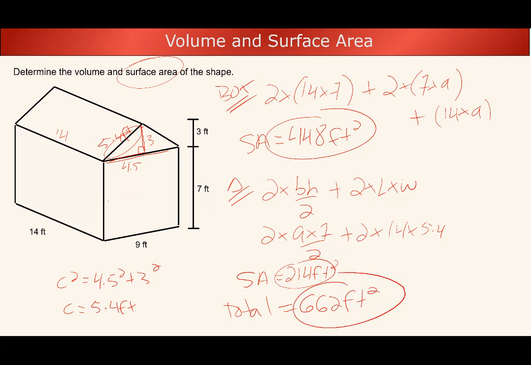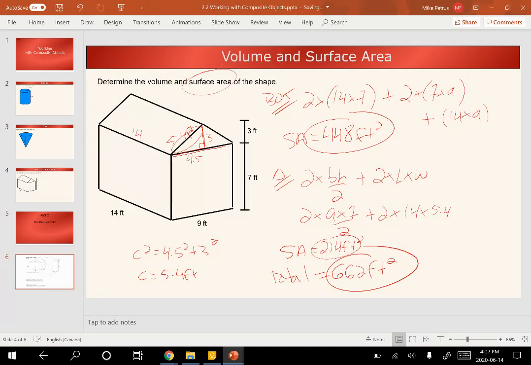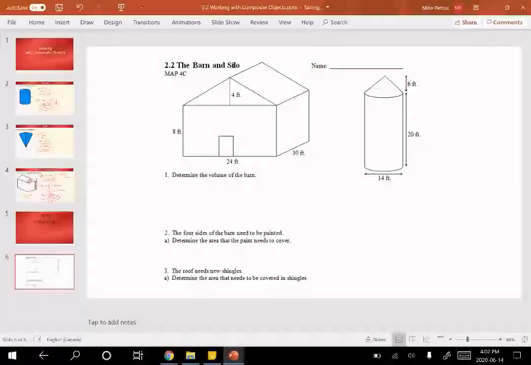That's how you do it. That's how you deal with a composite shape. We're going to leave it at there for now. To test you on this, I'm not going to give you this assignment again, but you might have nightmares about this assignment, about the barn and the silo, and you had a bunch of questions on that. I have just some simple composite shapes for you guys to work out.